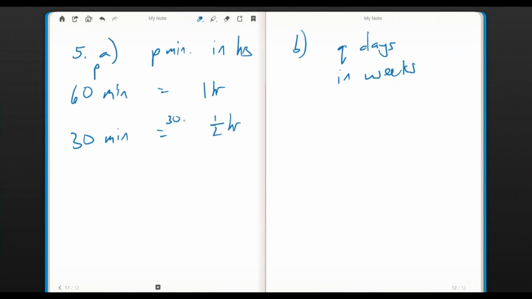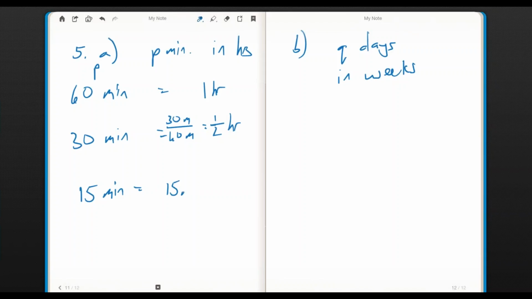Because 30 minutes over 60 minutes is 1 over 2, and that's how many hours it is, right? We've changed it to hours by putting it over 60. If I have 15 minutes, right, it's a quarter hour. Now, we've done ratios in 5th grade, primary 5, and so we could even talk about it this way.